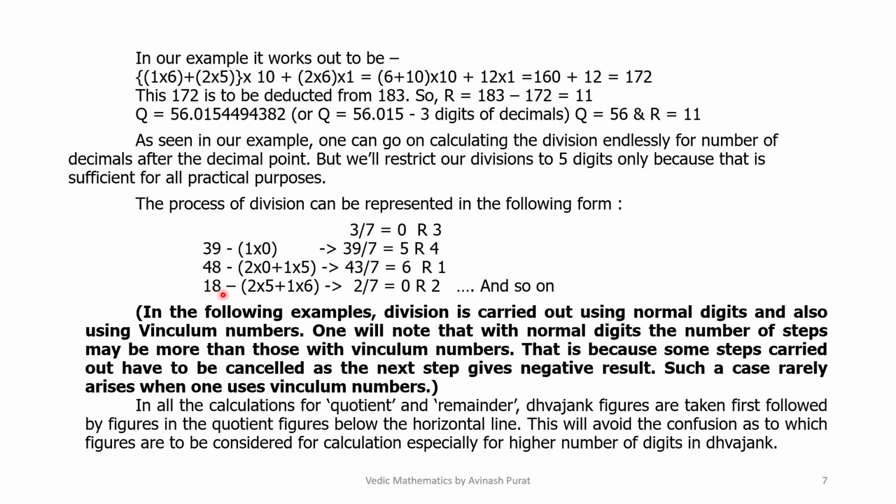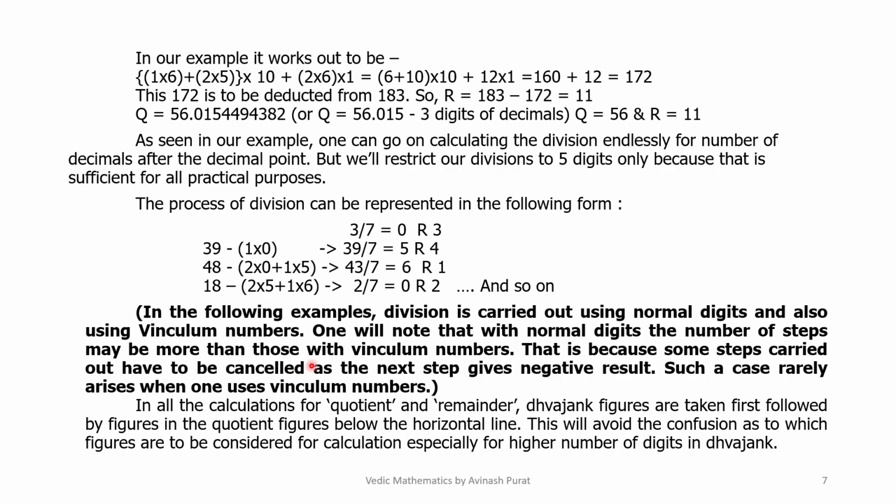Then 18 minus 2 into 5 plus 1 into 6, that is equal to 2 into 5 is 10 plus 6, 16. 18 minus 16 is 2, so 2 by 7 equal to 0 R2, and so on.